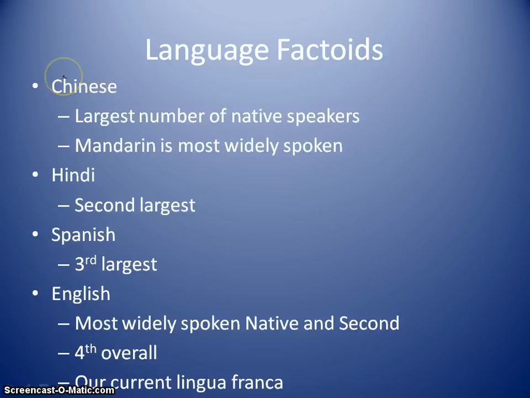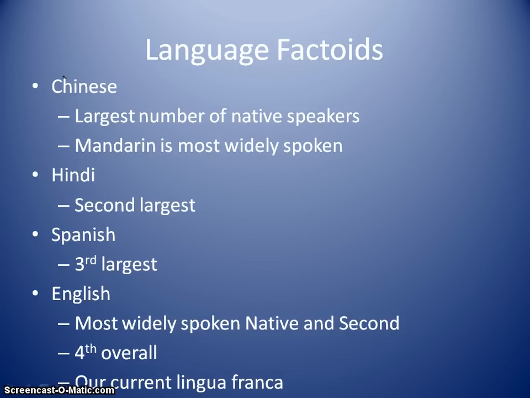Just a couple language facts or factoids for us to keep in mind. When we talk about the largest number of people who speak a language, Chinese is going to come in at number one. It does have the largest number of native speakers. One thing to keep in mind about Chinese is that it has a variety of different dialects. In China, the most widely spoken of those is Mandarin. So if you're talking about Chinese, more than likely you're talking about Mandarin Chinese being spoken, with a variety of other dialects being spoken in the remainder of the country.